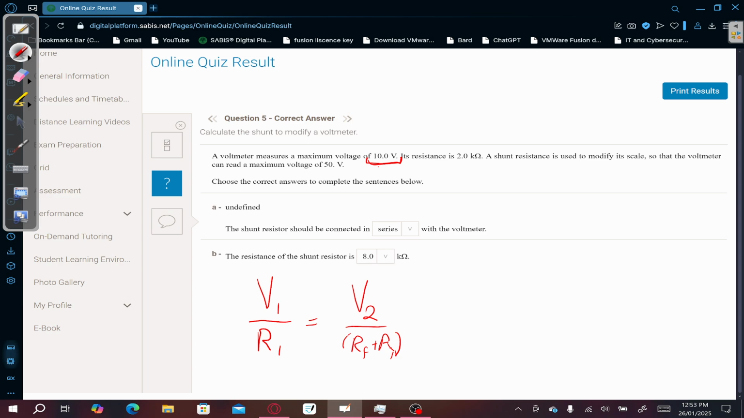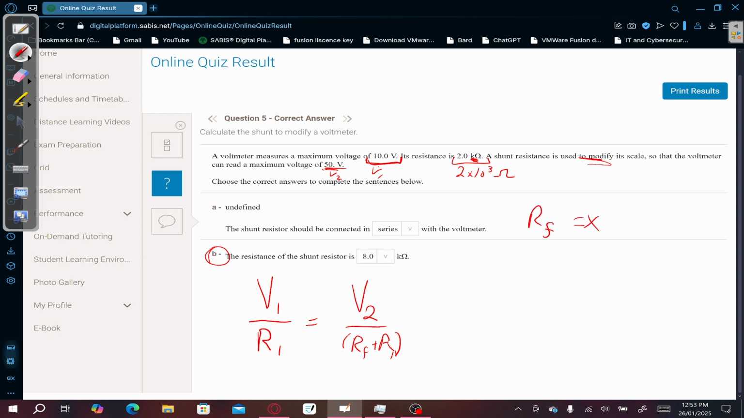So V1 is the current voltage of the voltmeter. I'm talking about part B. Part A, I'll explain after I do part B, because part A is really easy. And this is R1, 2 times 10 to the power of 3 ohms, because this is kilo ohms. Kilo means times 10 to the power of 3. A shunt resistance is used to modify the scale, so the new one is 50. This is V2.